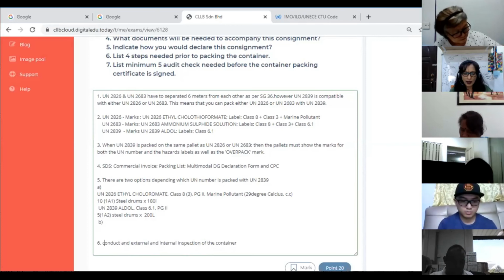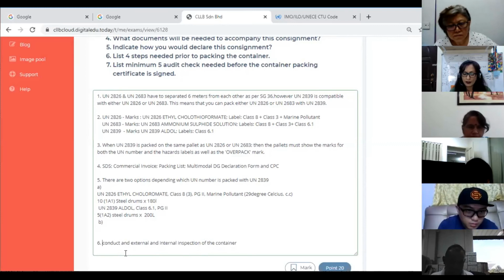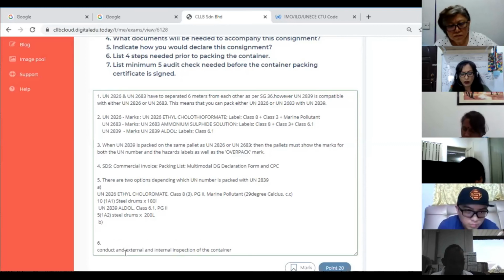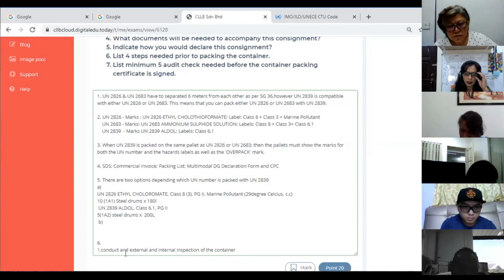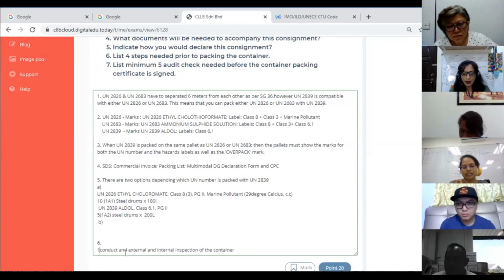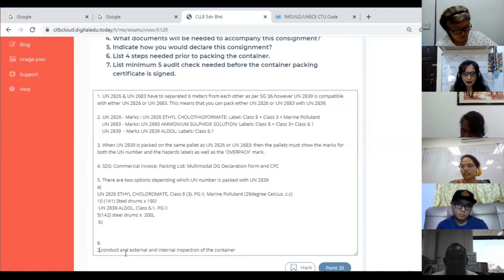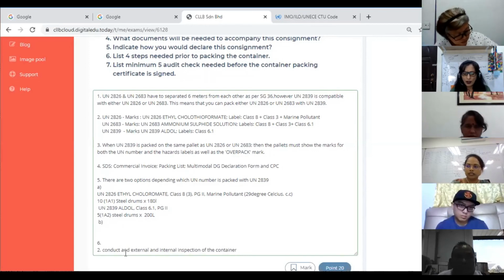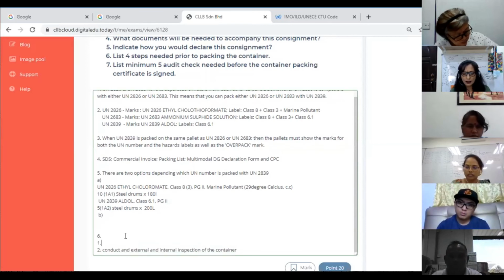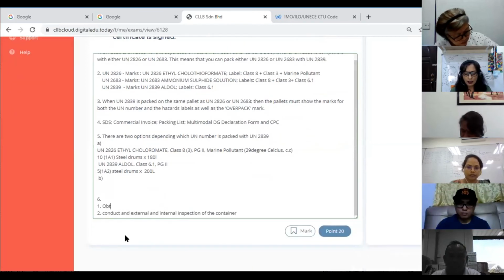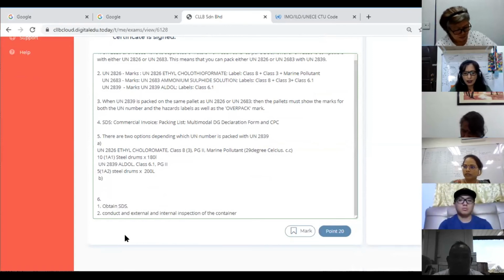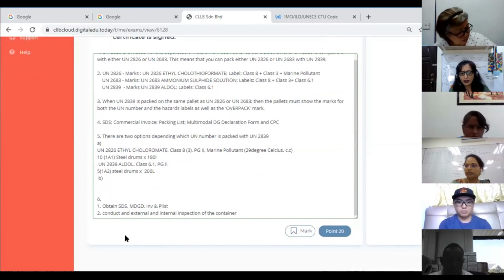But before we even conduct the inspection, this is 4 steps before packing the container. All right. What do we do even before we conduct a visual inspection? Get the SDS. Yeah. So the first thing is get the documents. The number 1 should be the documents. Obtain SDS, the same thing that we mentioned there, the MDGD, the invoice, and packing list, right? So you need that first.